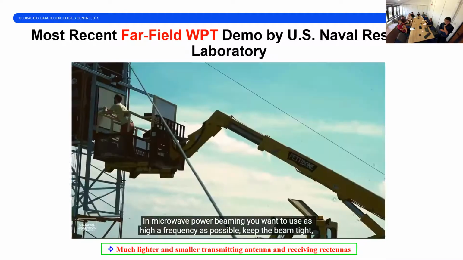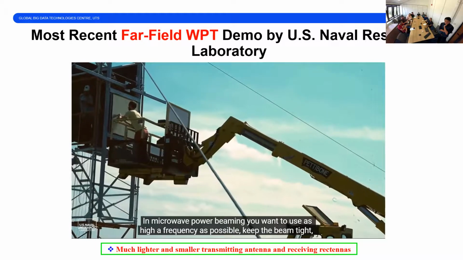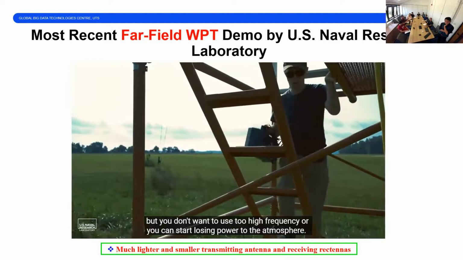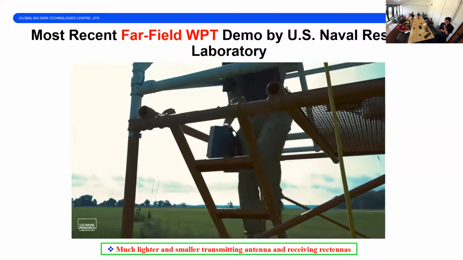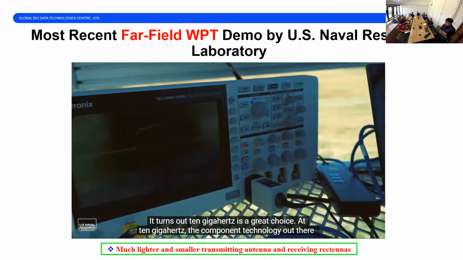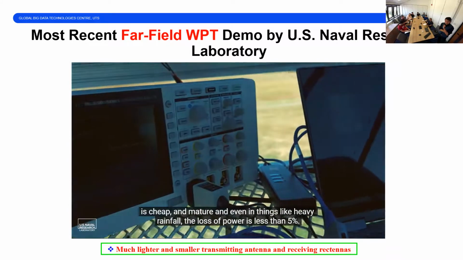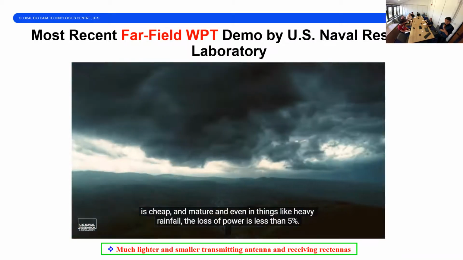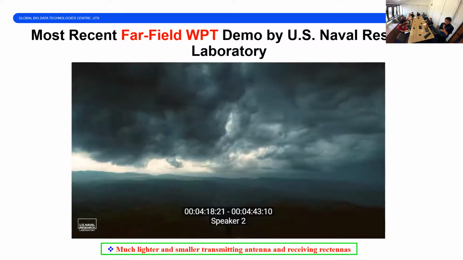For power beaming, you want to use as high a frequency as possible to keep the beam tight. But you don't want to use too high a frequency or you can start losing power to the atmosphere. It turns out 10 gigahertz is a great choice. At 10 gigahertz, the component technology out there is cheap and mature. And even in things like heavy rainfall, the loss of power is less than 5%.